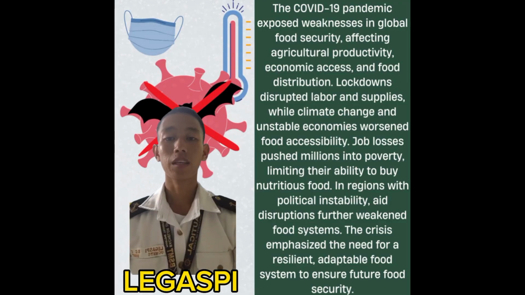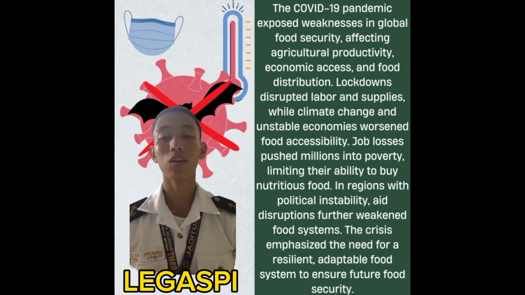Global food security and impact of COVID-19. First is global food security. It depends on interconnected factors that ensure food availability, access, and sustainability, but COVID-19 intensified vulnerabilities across these areas. Two is agricultural productivity.